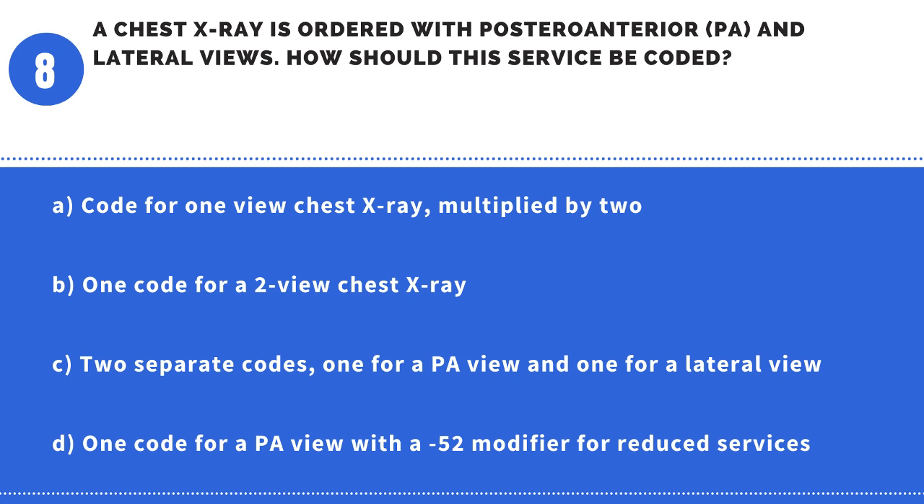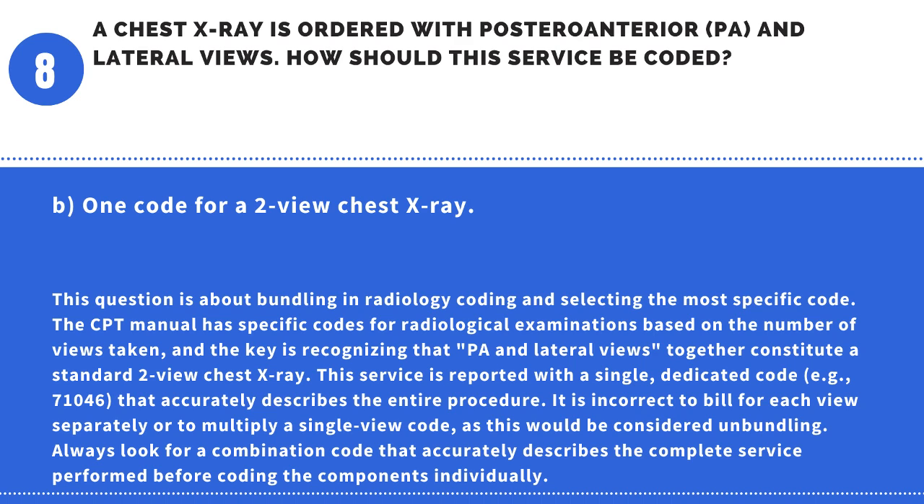Question 8. A chest X-ray is ordered with posteroanterior, PA, and lateral views. How should this service be coded? A. Code for 1 view chest X-ray, multiplied by 2. B. 1 code for a 2 view chest X-ray. C. 2 separate codes, 1 for a PA view and 1 for a lateral view. D. 1 code for a PA view with a -52 modifier for reduced services. Answer: B. 1 code for a 2 view chest X-ray.